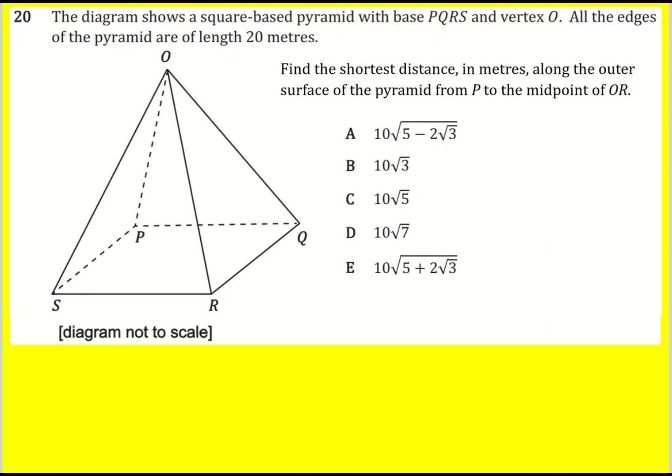It's a tough question, especially if you've never seen anything like this before. And you do see things like this on math challenges sometimes, but yeah, definitely not typical. We're trying to find the shortest distance from P to the midpoint of OR. I'm going to label it M, but we have to go along the outer surface.